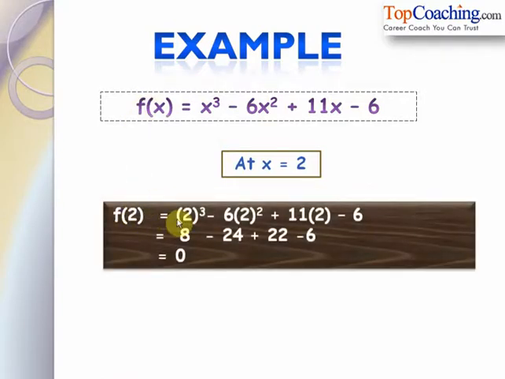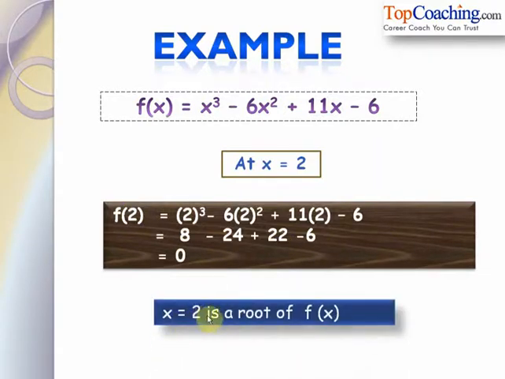f of 2 is equal to 2 cube minus 6 into 2 square plus 11 into 2 minus 6. Simply replace x by 2. Therefore f of 2 would be equal to, this gives 8, this gives minus 24, this gives 22, and this gives minus 6. So when we add them all, what we get is equal to 0. So f of 2 is equal to 0, and so what we can say is x equal to 2 is a root of f(x). So we have seen that when we substitute x by 2, then f(x) becomes equal to 0, and thus x equal to 2 is a root of f(x).